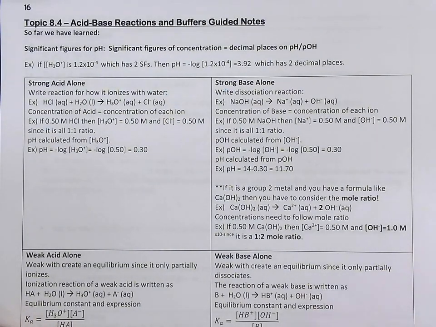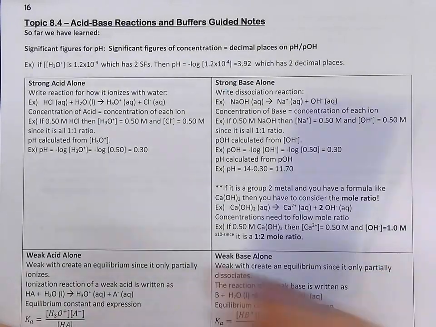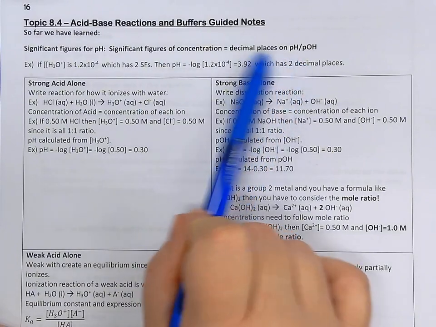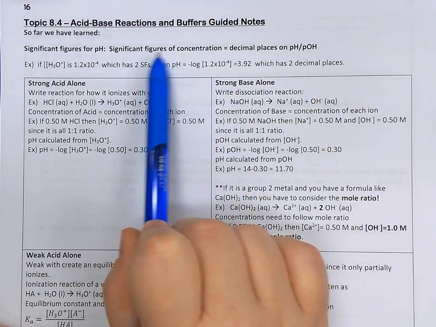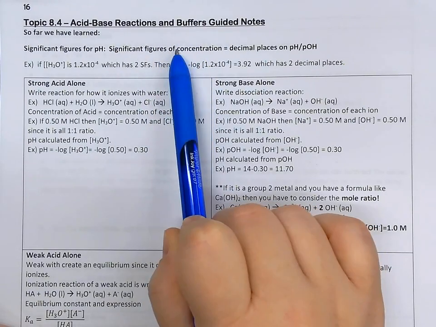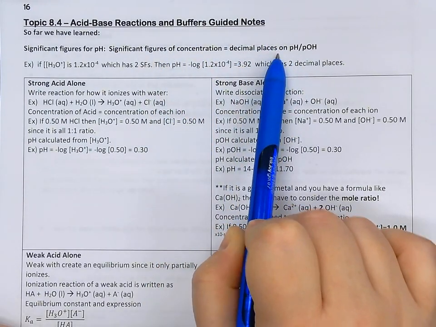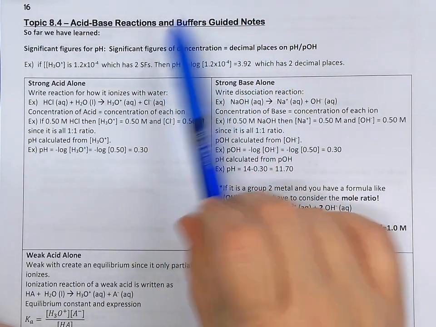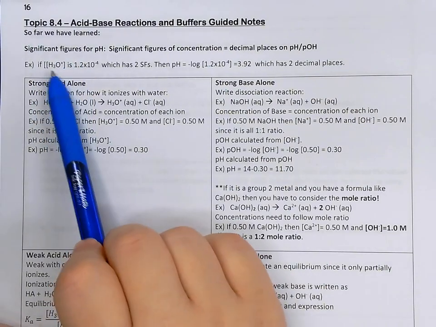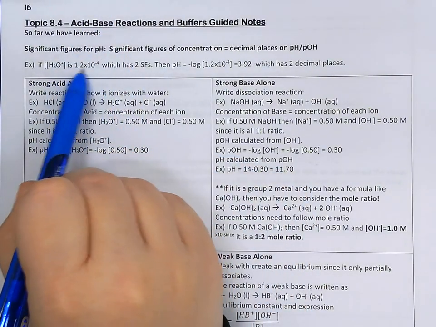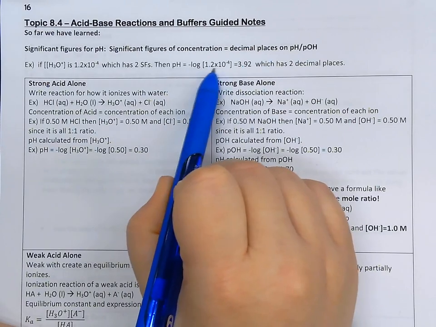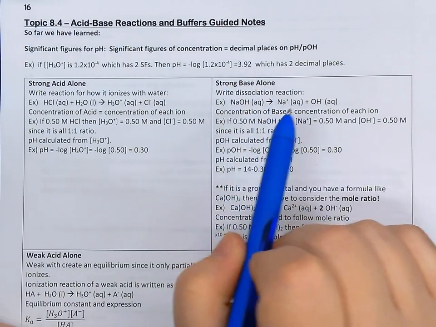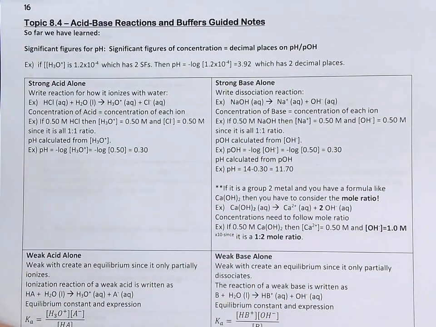So let's just review what we've learned so far in Unit 8. We have taken a look at significant figures for pH, so we want to keep that in mind as we do things. So your significant figures of your concentration, if it has 2 sig figs, that's going to tell us our number of decimal places on pH or pOH. So 2 sig figs is 2 decimal places, 1 sig fig is 1 decimal place, etc. So here's an example. We've got 2 significant figures in this concentration. Then our pH, when we take the negative log, is going to be 3.92. So that has 2 decimal places. So those are our significant figures.